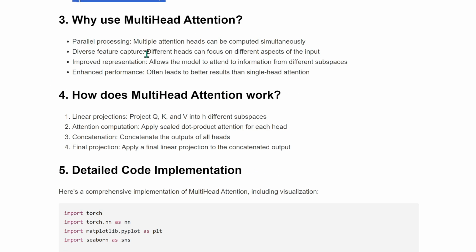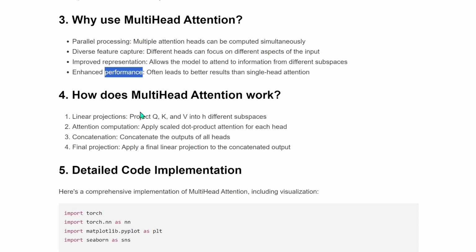So why can you use this? It is parallel processing. Multiple attention heads can be computed simultaneously. So it can focus on different features and capture diverse features. The representation is better because it works in different subspaces, and also the performance is better than single-head attention. There is always a saying: a group is better than a single. That also applies here.